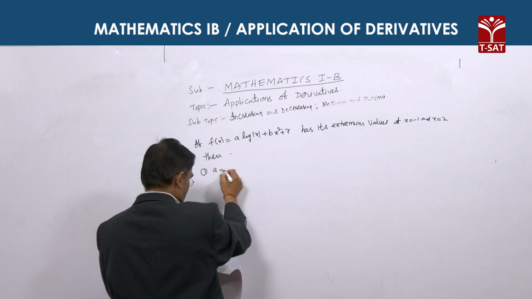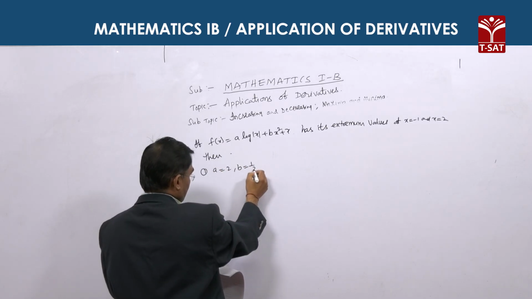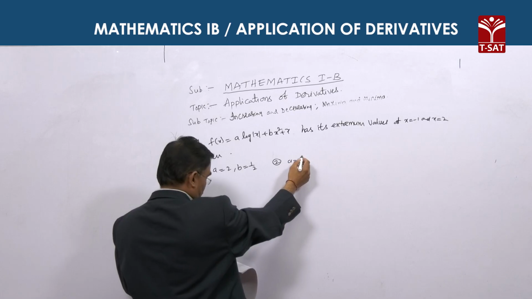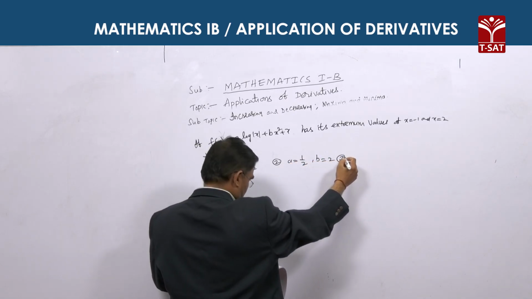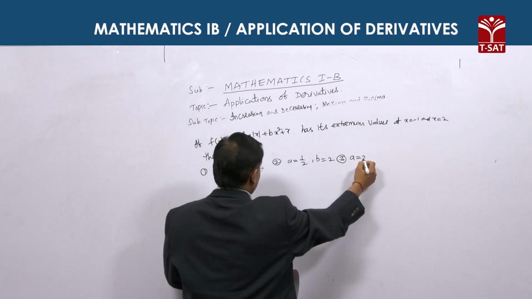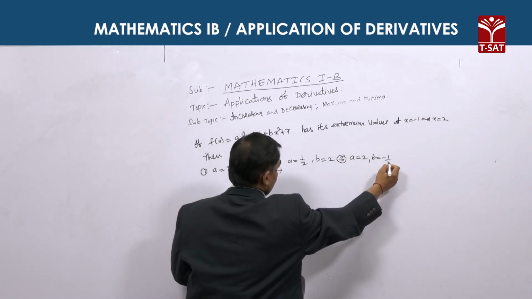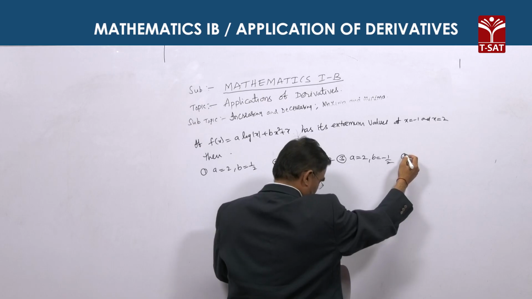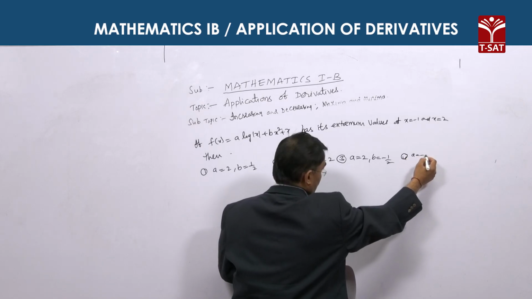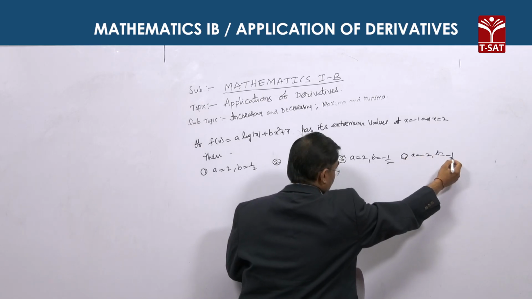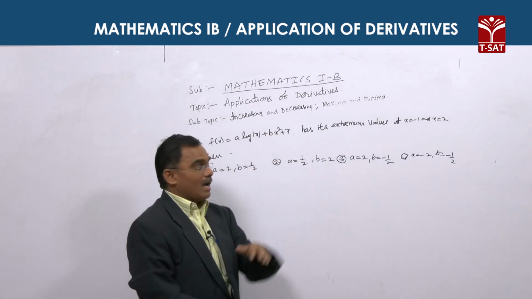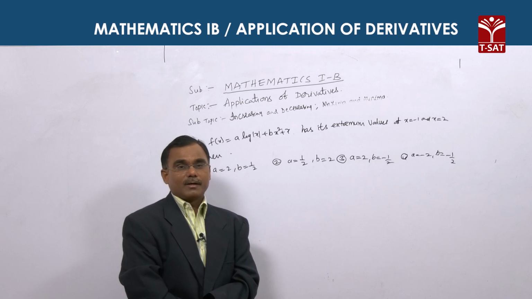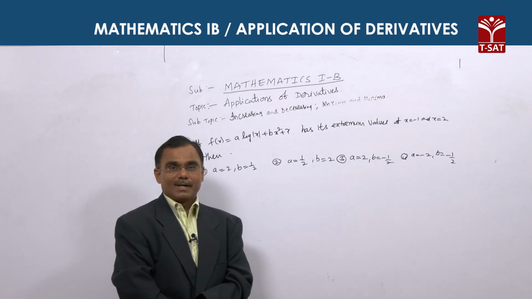First option, a is equal to, b is equal to. Second option, a is equal to, b is equal to 2. Third option, a is equal to 2, b is equal to minus. Fourth option, a is equal to minus 2, b is equal to minus. This is given. So the given function has extreme values at x equal to minus 1 and 2, then find the a comma b values.